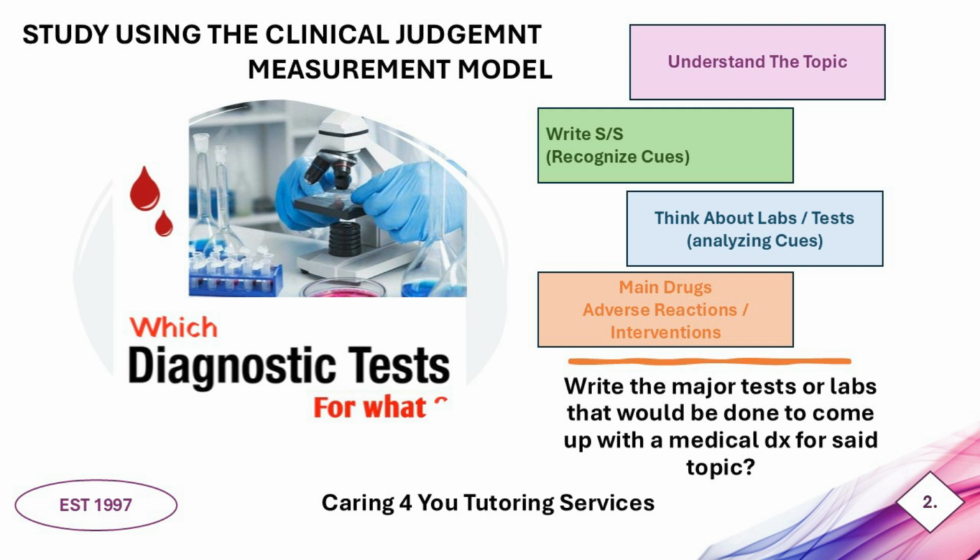So if you're studying, let's say, diabetes, for example, write down some of the main drugs that you take for diabetes or congestive heart failure or pneumonia or whatever it is, right? Write down the main drugs. When you write down the drugs, also write down the adverse reactions, some of the major signs and symptoms of those drugs, and what the nurse would do as an intervention should the client have a problem with those drugs, right? Should the client have an adverse reaction to those drugs.